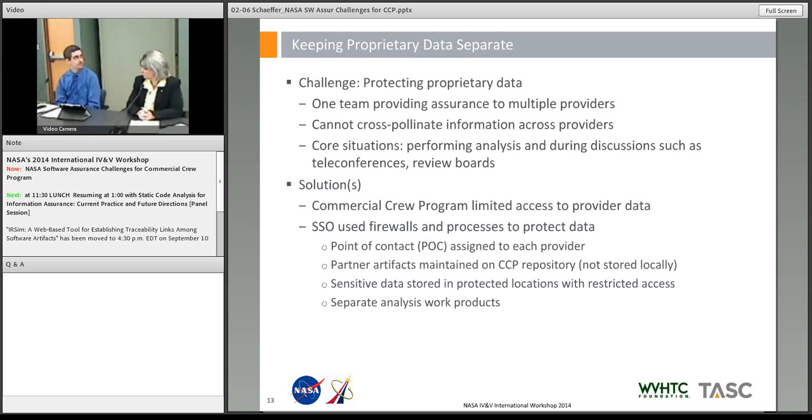So there's lots of emphasis. In fact, when we were first getting started, that was a big point of concern, and to address that, we assigned points of contact. That was critical early on to keep things, at least the image of separate, even though we are a very small team and we could not firewall people completely and assign one analyst for one provider. That was not feasible.